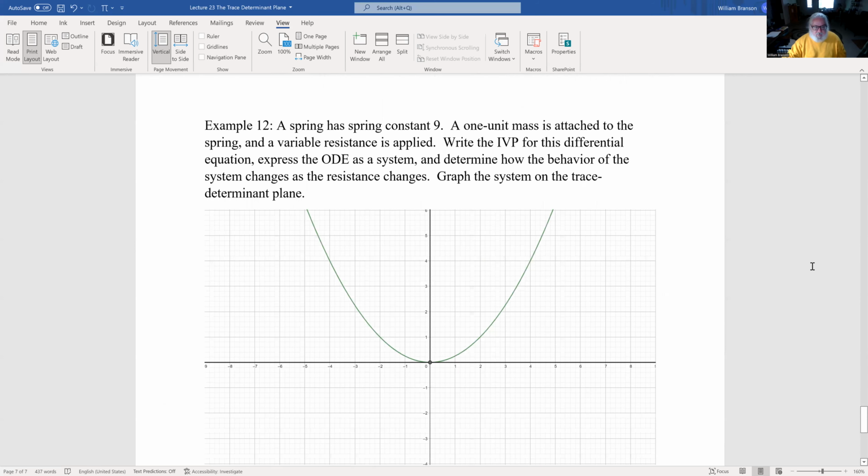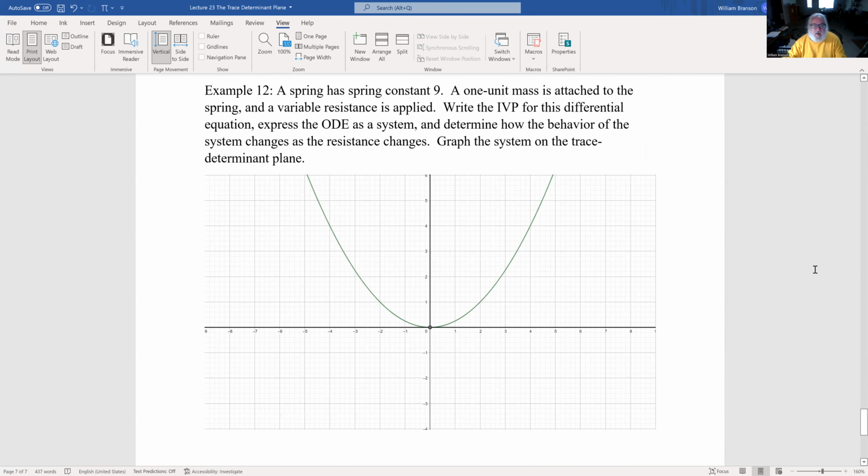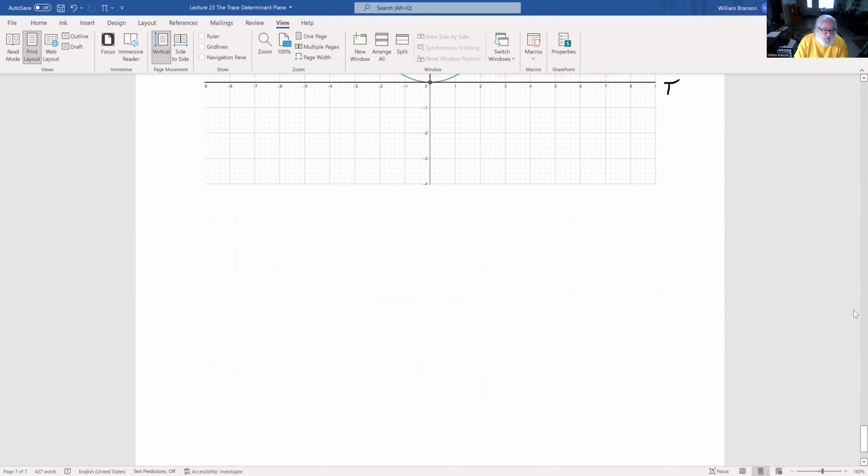And here's one that we have seen before. Suppose a spring has spring constant 9, and a 1 unit mass is attached to the spring and a variable resistance is applied. Write the initial value problem for this differential equation, express it as an ODE, and how does the behavior of the system change as the resistance changes? So here's my trace, here's my determinant. Spring constant 9 with a 1 unit mass and a variable friction.